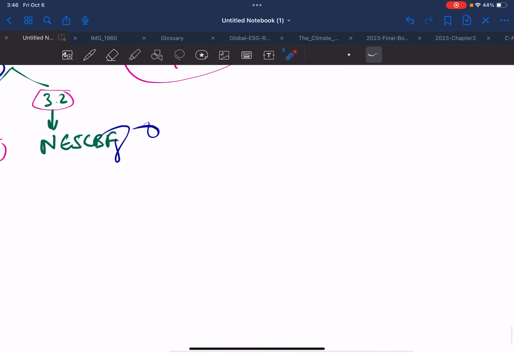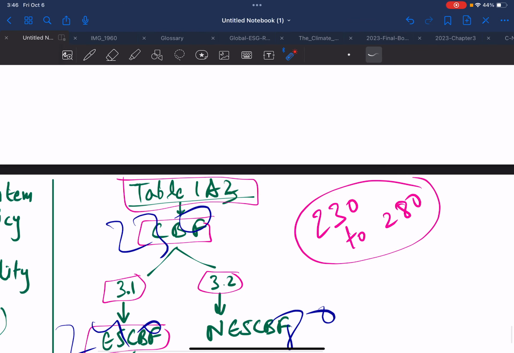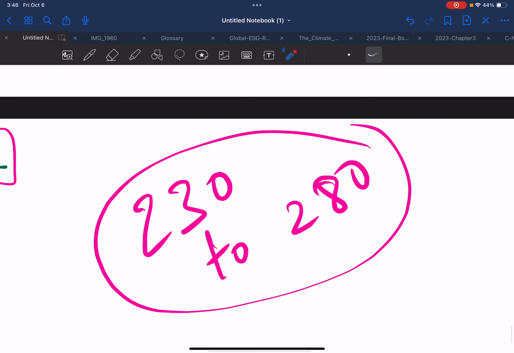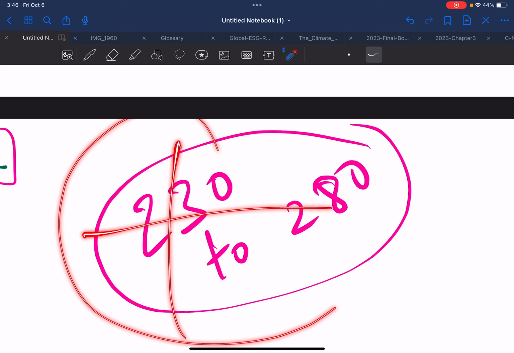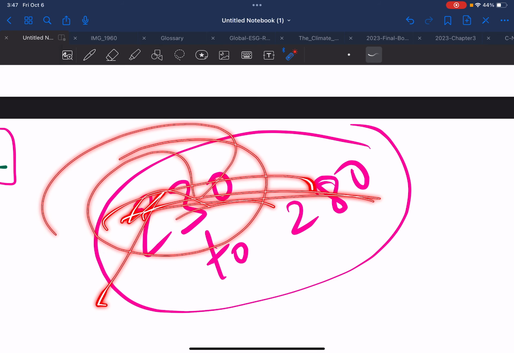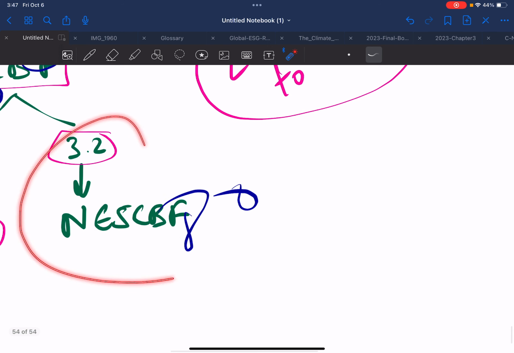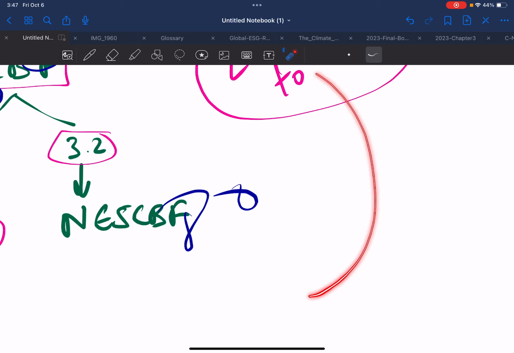What are those lines? Rows 230 to 280. 230 is going to cover central bank funding. It is a sum of Eurosystem central bank funding plus non-euro central bank funding. 230, then 240, 250, 260, 270 are going to cover the ESCBF, Eurosystem central bank funding, and 3.2, which is 280, is dedicated to non-Eurosystem central bank funding, and this includes funding provided by the central banks which are not in the Eurosystem.